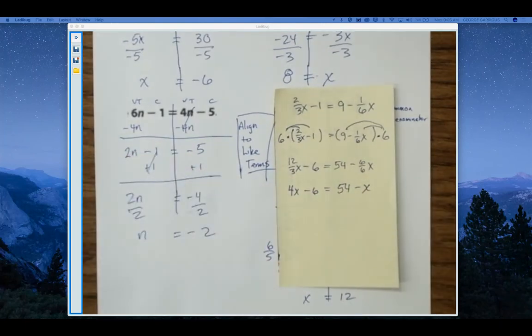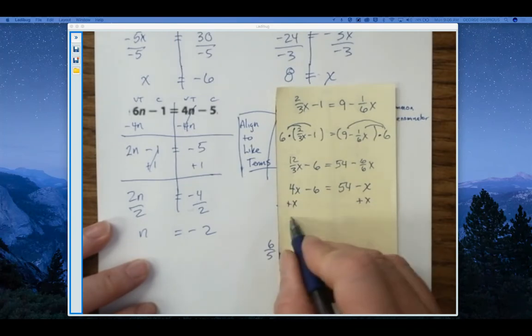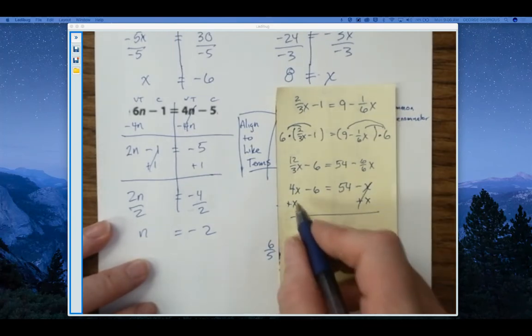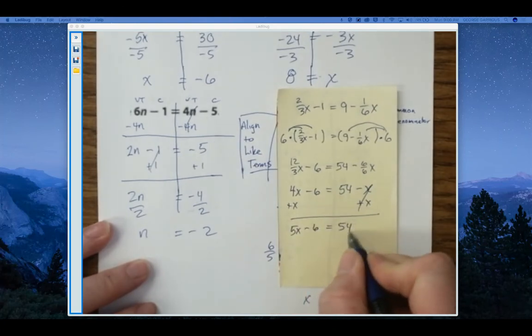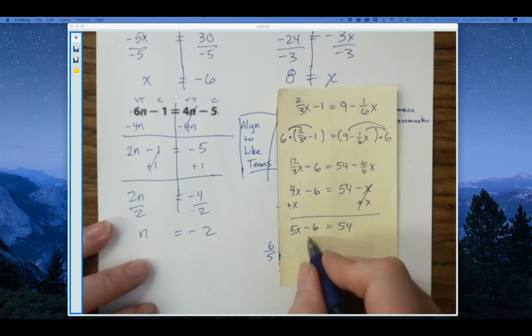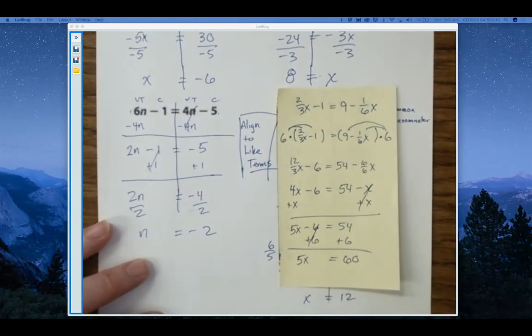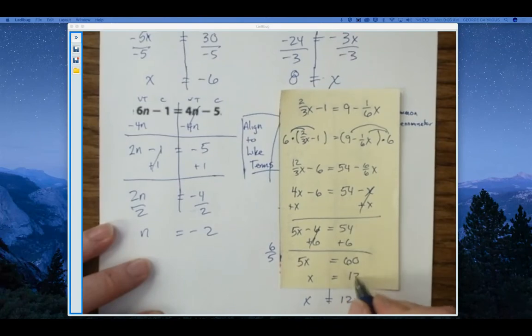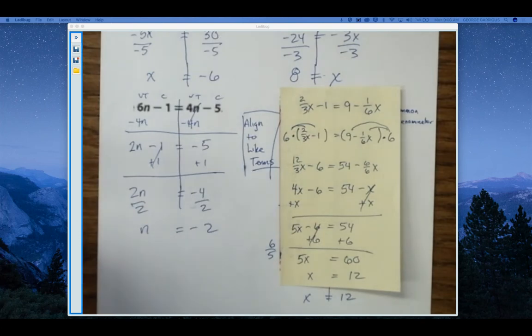Now I don't have to deal with any fractions, so I could add x to both sides, getting rid of it on the right. 4x plus x is 5x minus 6 is 54. So I simply just need to add 6 to both sides. And I get 5x equals 60. And with mental math, or dividing by 5, it's 12. Either way, there's going to be lots of other techniques that we can learn. But this is variables on both sides, three-step equations.